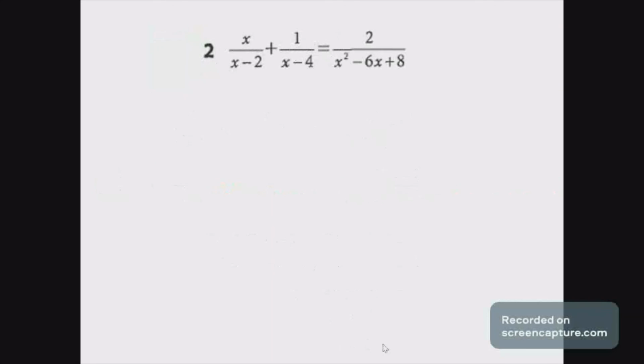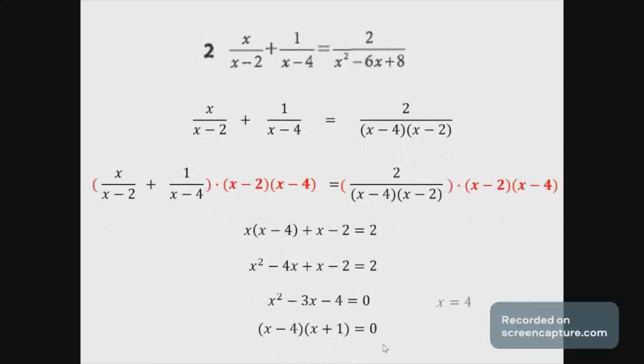Next one, what's your answer for number 2? And now let's check our work here. So in number 2, again, factoring this trinomial, x squared minus 6x plus 8 into x minus 4 times x minus 2. That is our lowest common denominator because that's what we see as the factors over here. So therefore, multiply both sides by x minus 2 times x minus 4. That's our lowest common denominator.